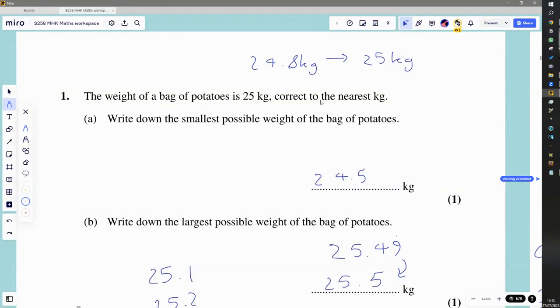So what we do is we write the upper and lower bounds, which is the lowest and highest possible true value. So if it was 25 kilograms to the nearest kilogram, well, that could, for example, be 24.8, right? Well, I've done it up there, look. 24.8 kilograms would become 25 kilograms, but also 24.7 and 24.6, but 24.5. Anything lower than 24.5 would not round up to 25, so therefore 24.5 is the smallest possible weight.